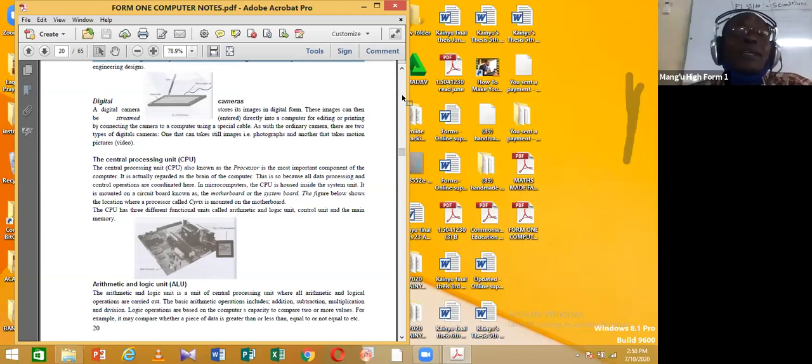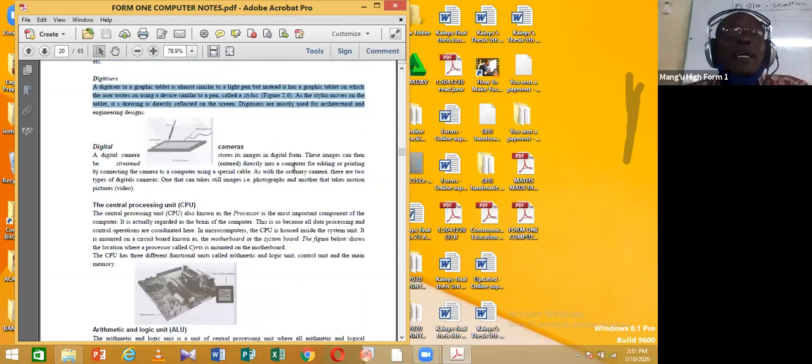And in digital cameras, we have those which take moving pictures and those which take still pictures. We call the former videos, while the others are still pictures. That gives us an idea of computer input and the input devices used to enter data into our computer systems.